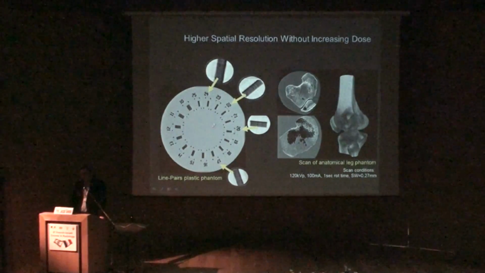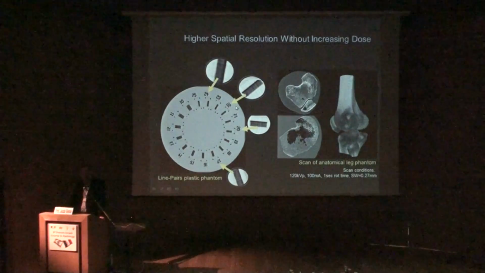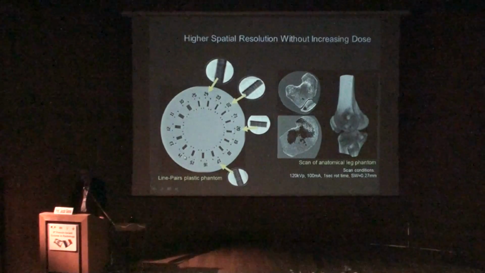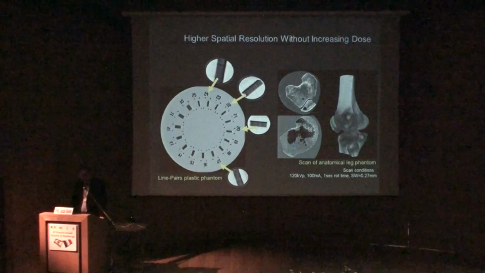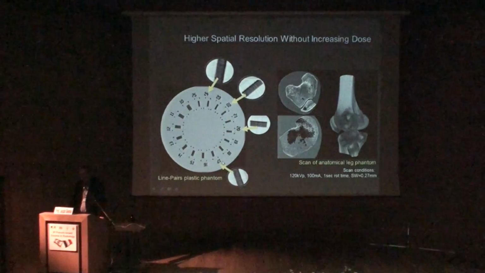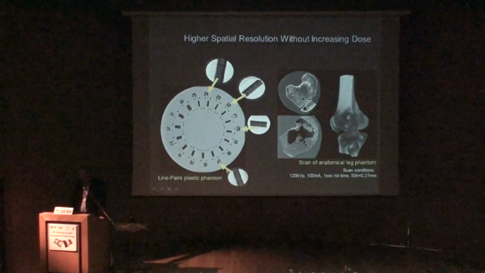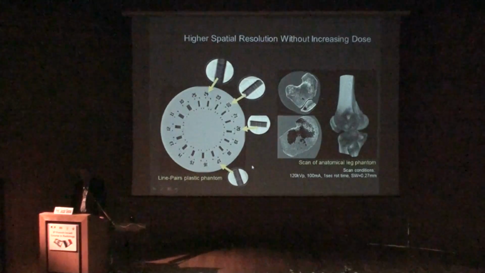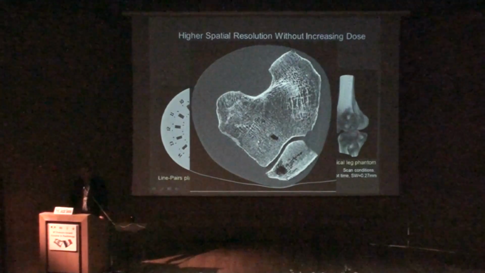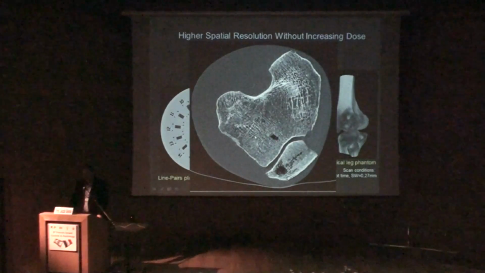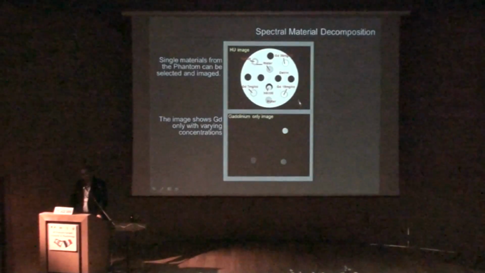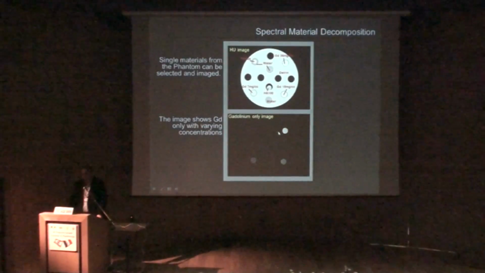We measure resolution in line pairs per inch. In CT, it's about 10. That's the conventional. In mammography, it's more than 20. With photon counting technology, we can get to about 17 or 18. So we are increasing the resolution of CT in a very significant way, but it's still in development, and those are some of the images that would show how bone would look at this high resolution without increasing the dose to the patient. And we can scan different materials and see gadolinium only.